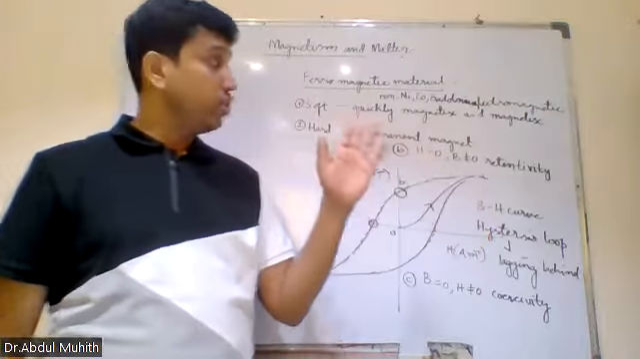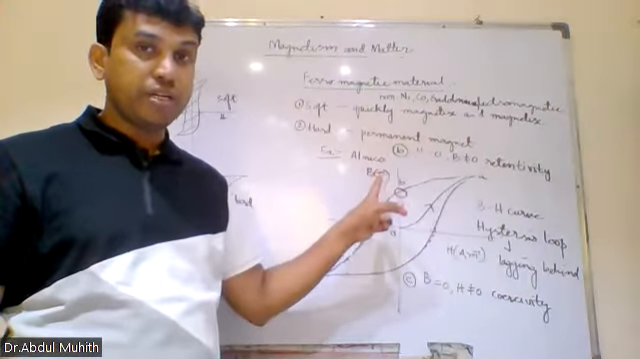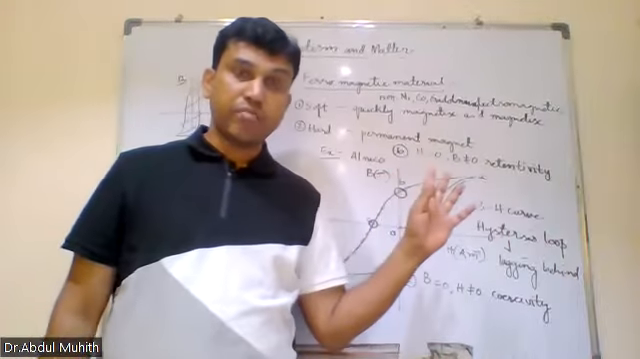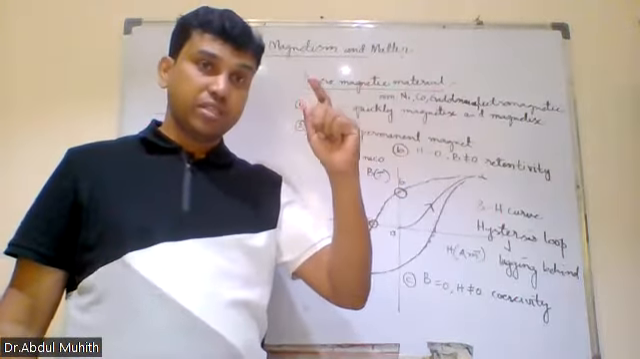Okay, so soft magnetic material we are using in electromagnets as well as in transformers. Hard magnetic material we are using in the manufacture of permanent magnets.